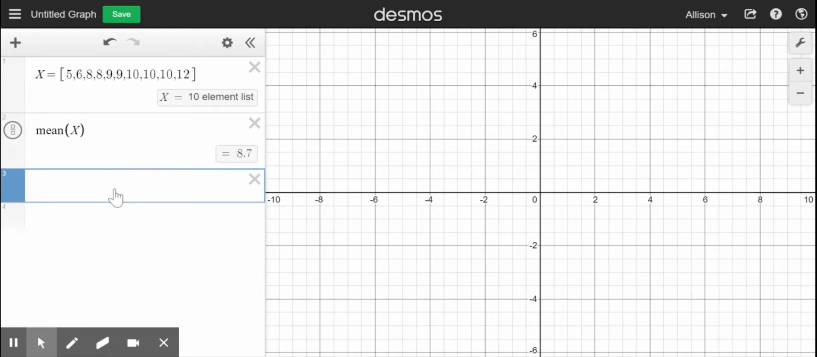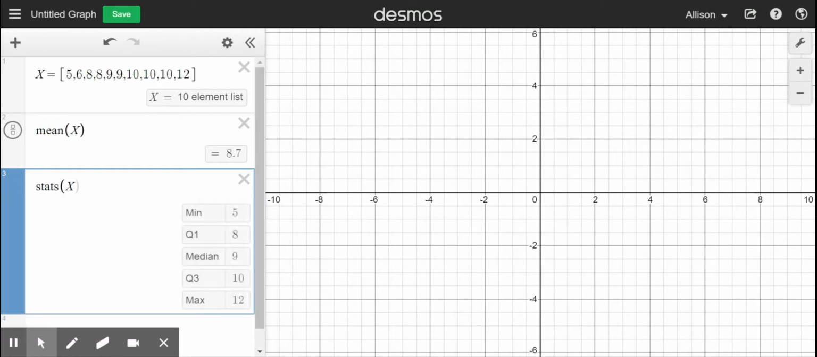Next, go ahead and click right below the mean. We're going to find the 5-number summary. So we're going to type the word stats, and then again, parentheses, capital X. And you'll see right here that it gives us the 5-number summary. So the minimum is 5, Q1 is 8, median is 9, Q3 is 10, and max is 12.